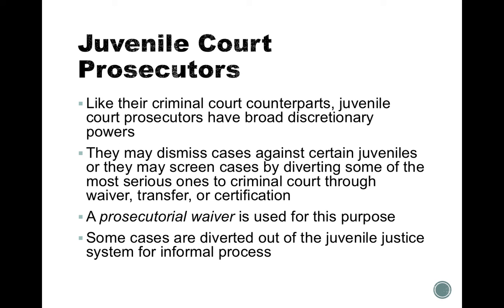Juvenile court prosecutors also have a lot of discretion, and they may dismiss cases against certain juveniles or screen them out. One of the things they can also do, though, is refer a juvenile to criminal court. It's usually done through a prosecutorial waiver, but there are several ways to waive a juvenile into adult court.